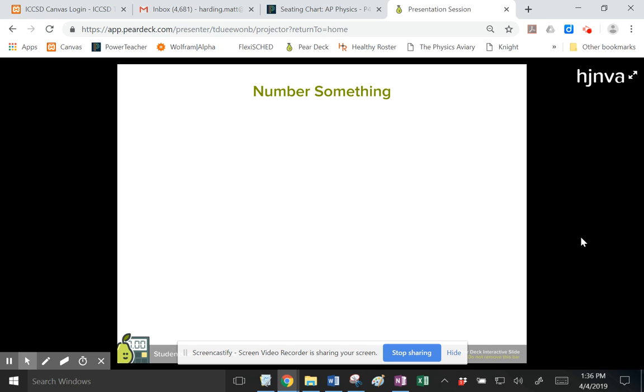Number something. What do you think the numerical value of the total torque is?